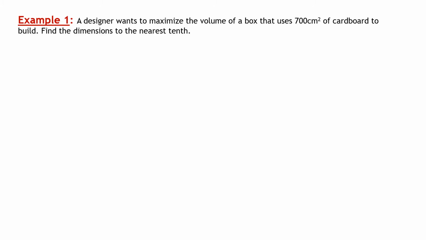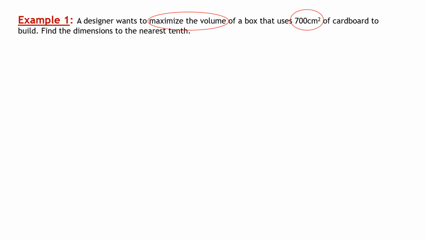Example 1. The designer wants to maximize the volume of a box that uses 700 centimeters squared of cardboard to build. Find the dimensions to the nearest tenth. So he's got to use 700 square centimeters only of cardboard. That's what he's got. And he wants to get the most use out of that cardboard. He wants to maximize the volume of the box. He wants to get as much in the box that he can, so he can't just pick whatever dimensions are pleasing to the eye. He has to maximize.